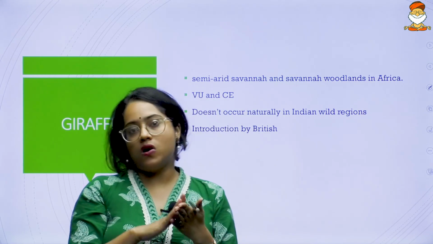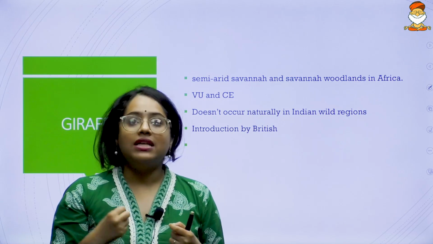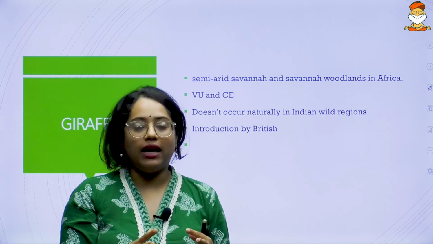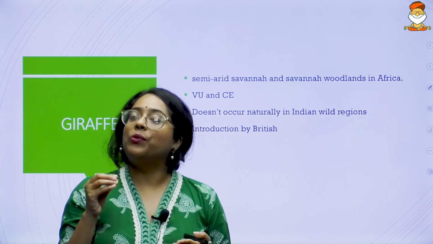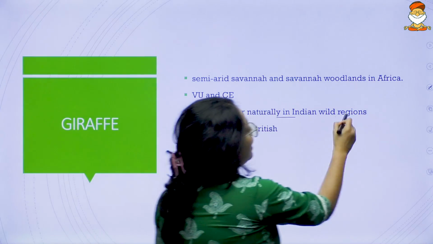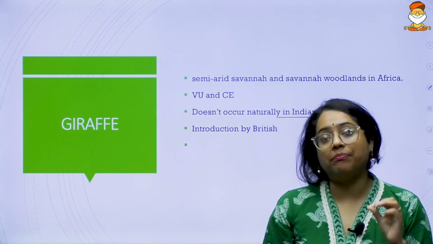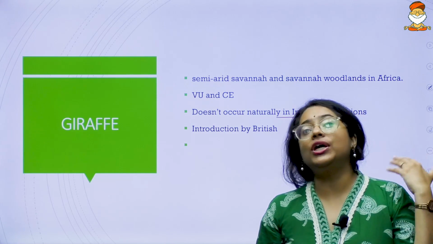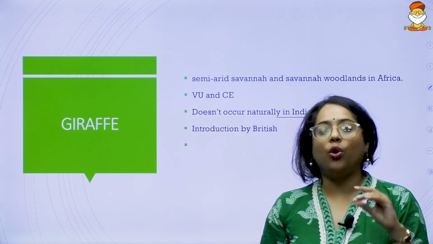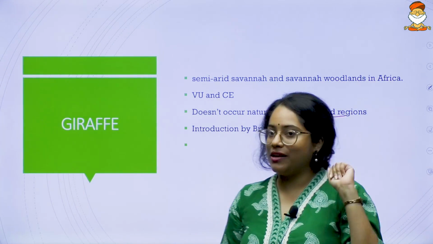It primarily occurs in semi-arid savanna and savanna woodlands in Africa. Savanna, you understand, these are your tropical grasslands. So you have such locality that is needed for the giraffe population. Now I want you to understand, it does not occur naturally in the Indian wild regions. Any giraffe population that we have in India is a part of captive breeding. The British had tried to introduce giraffe into Indian land, but it was not successful. So right now we do not have naturally occurring populations of giraffe. Okay, so just keep that in mind.